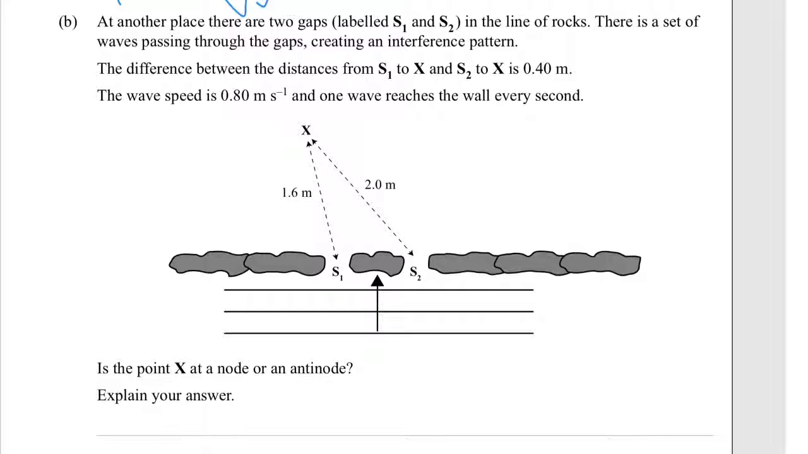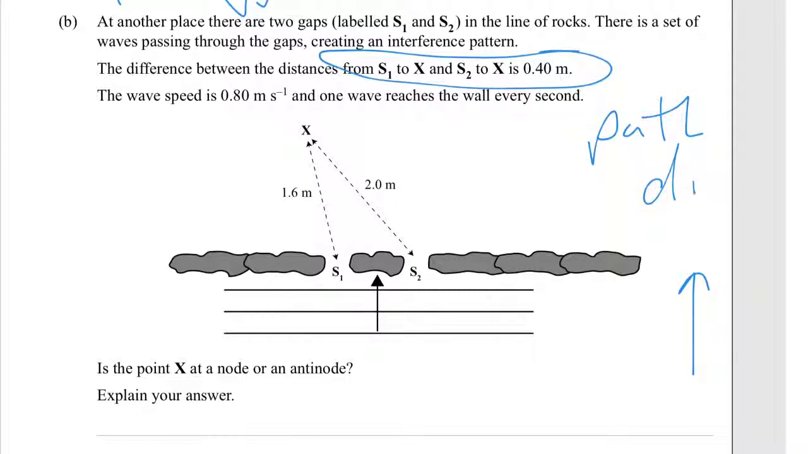Actually, I had my mind the wrong way. The waves are going up that way and interfering on the other side. That makes sense. So the difference between the distances from S1 to X and S2 to X is 0.40 metres. What is that? That's the path difference, PD, the path difference between 2 metres and 1.6 metres.